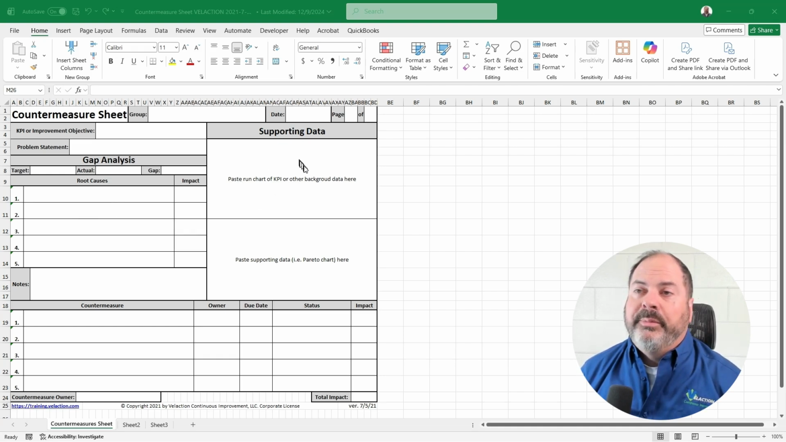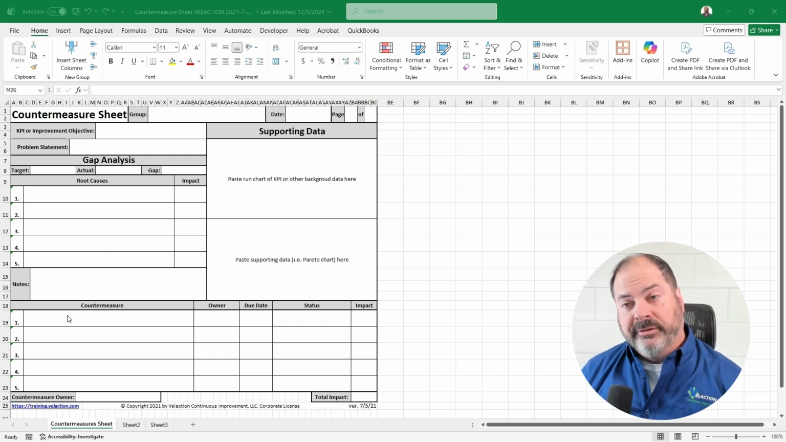You can put in your KPI image over here. You can put any supporting data you have for your root causes or for your countermeasures over here. Don't get too crazy on how much stuff you put in here. This is really, like I said, a summary sheet. So these are for the biggest issues you're facing.